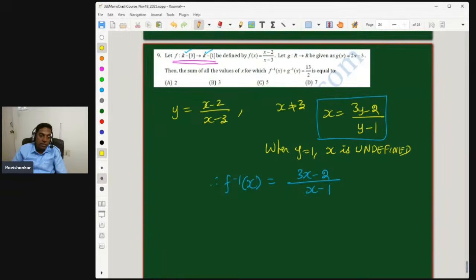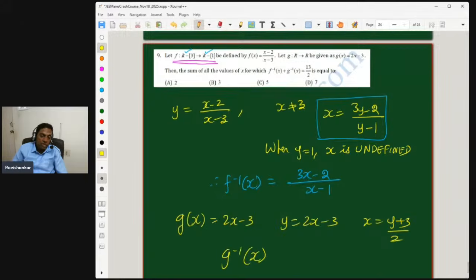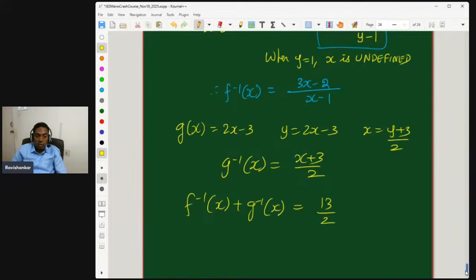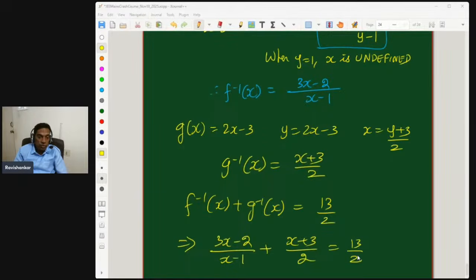Now, g of x is 2x minus 3. So, x is equal to (y plus 3) by 2. So, g inverse x is (x plus 3) by 2. So, f inverse x plus g inverse x is equal to 13 by 2, which implies (3x minus 2) by (x minus 1) plus (x plus 3) by 2 is 13 by 2.